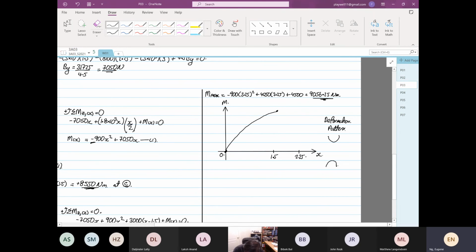So when it reaches here, this value over here is 8550, and then it's going to do the next one, and at this point it's also a curve. Let me be more distinct. It's a curve, and then it's another curve over here. This is equal to 9056.25 Newton meter.